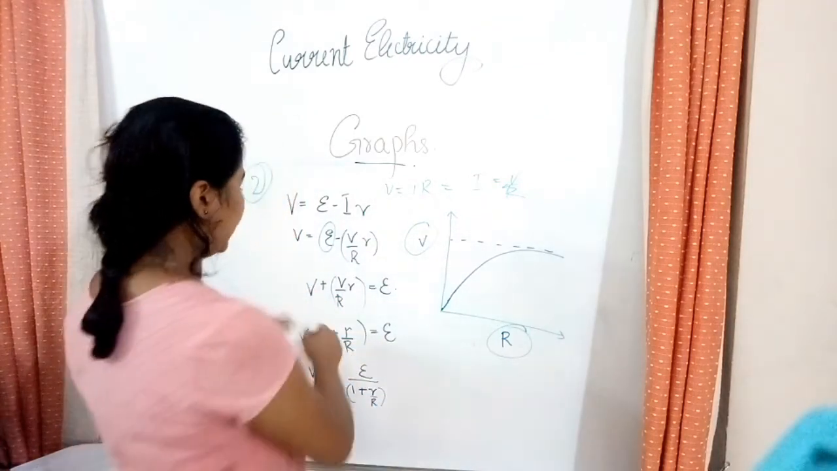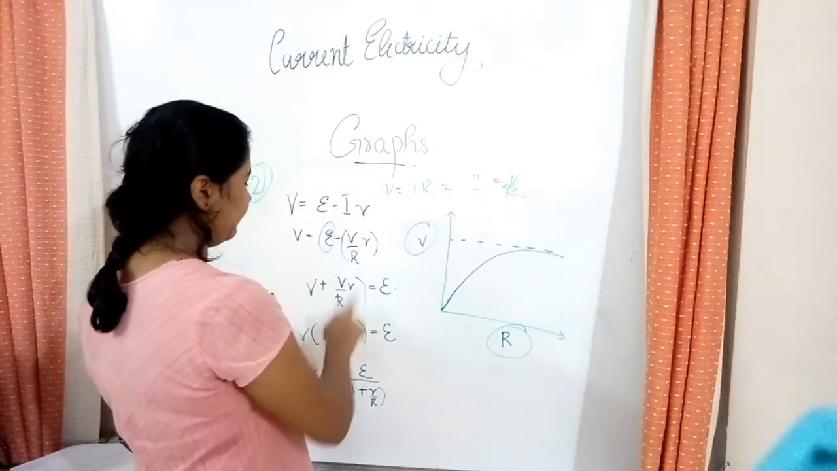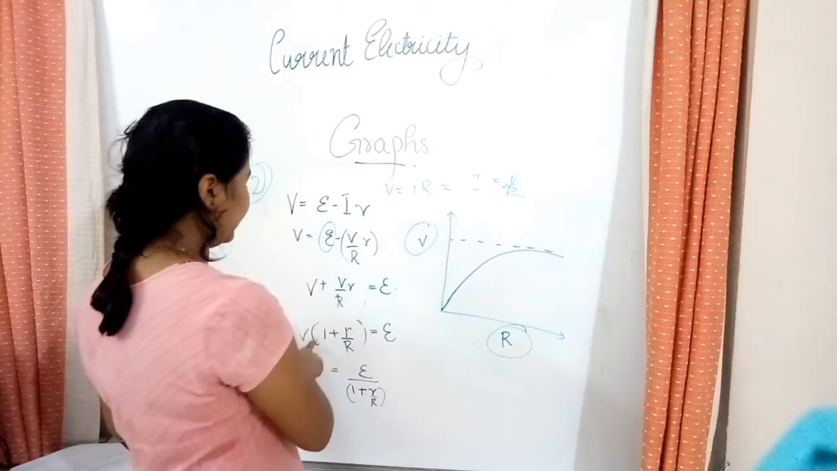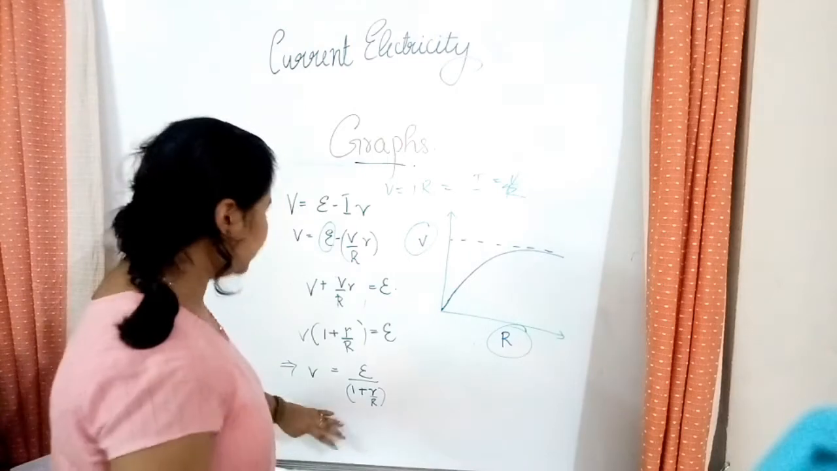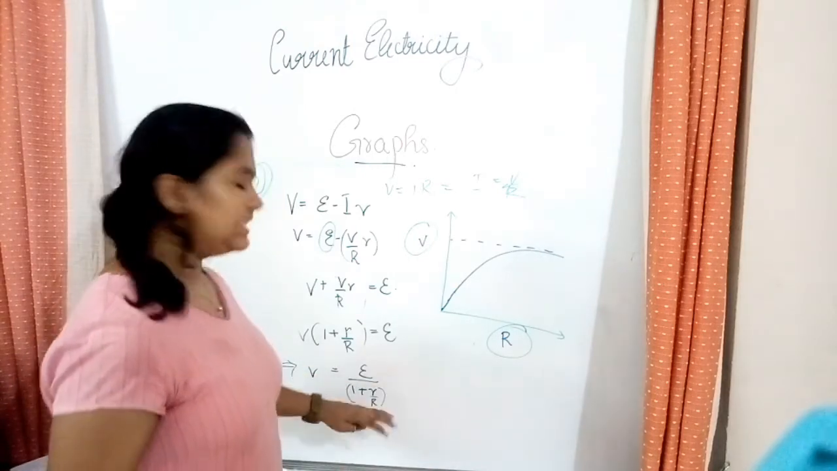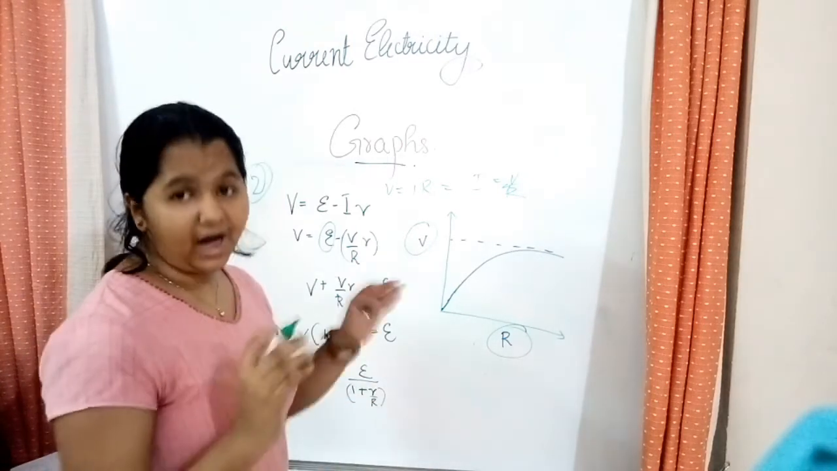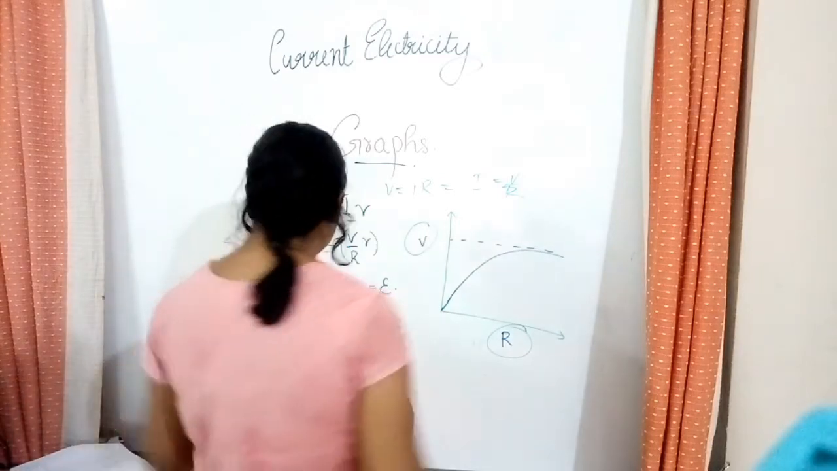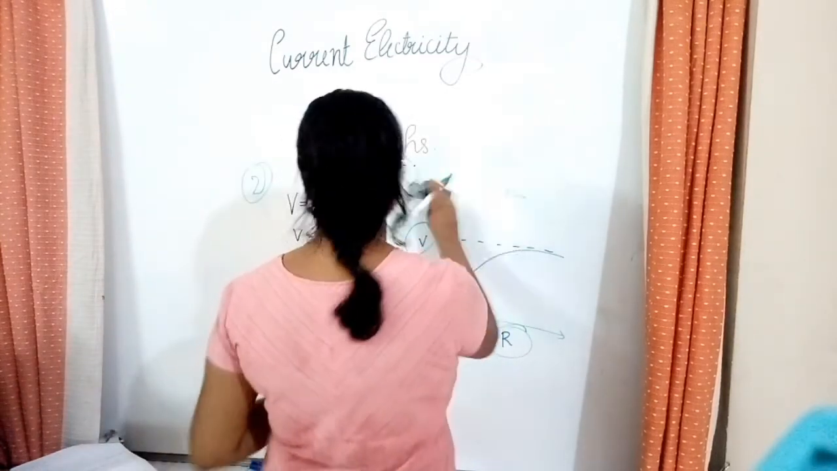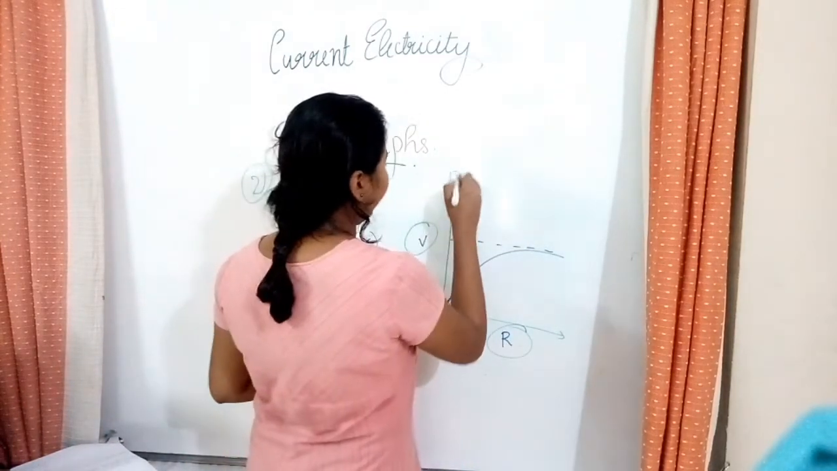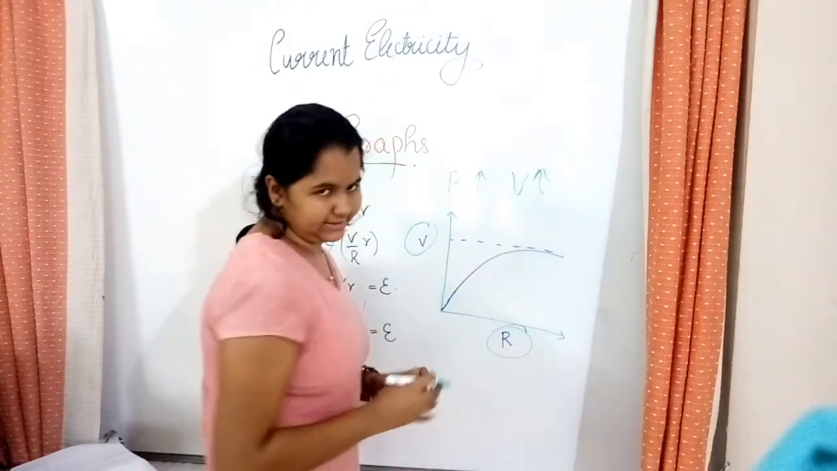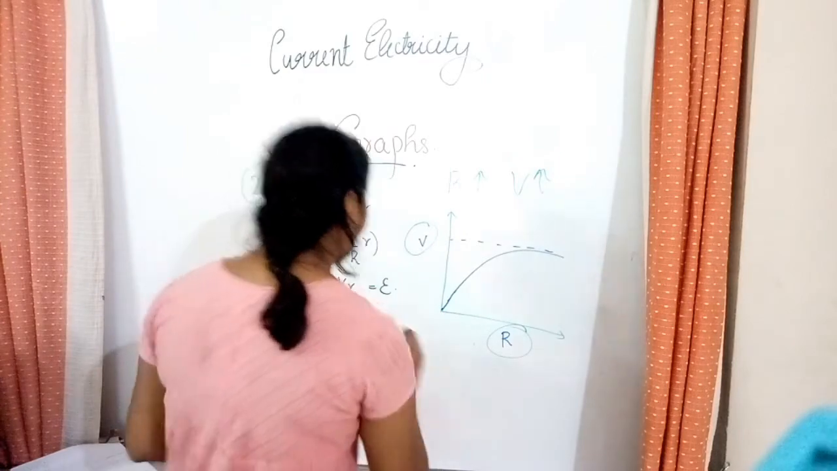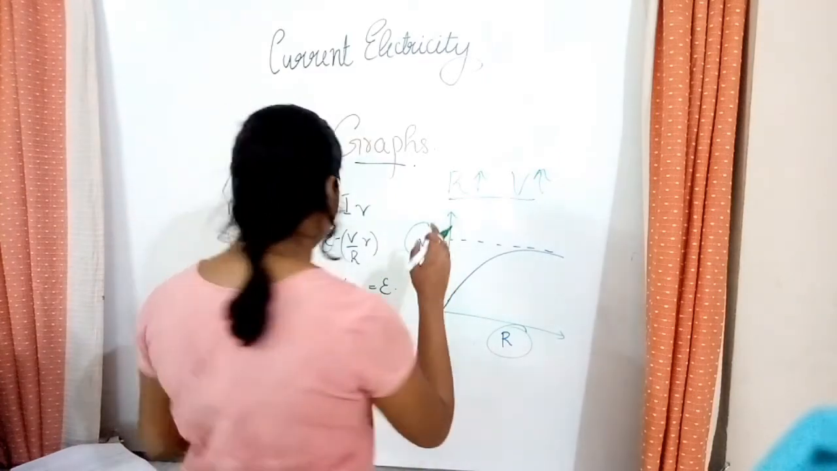And then you take V outside. Okay. You take V outside and then it becomes 1 plus r by R is equal to EMF. Implies V is equal to E divided by 1 plus r by R. What does this relation show? So this relation shows that if R increases, V will also increase.